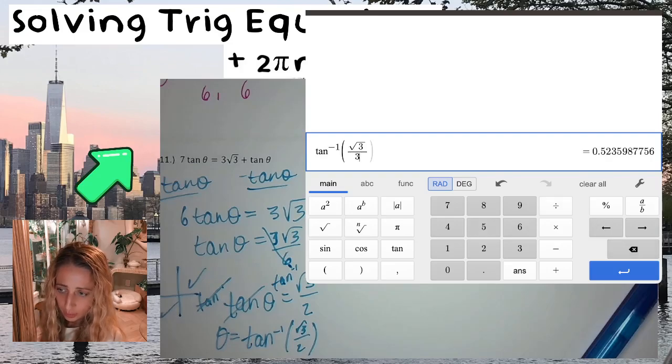There's root 3 over 3. That's 0.52359, that is pi over 6. That's what that is. Okay? Then if it was just root 3, or root 3 over 1, right? Root 3, that's 1.04, that's pi over 3.